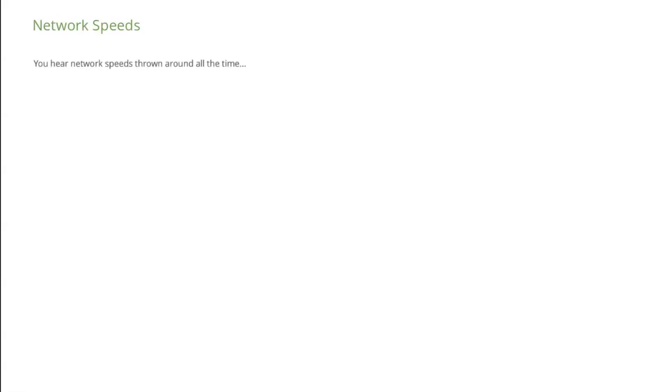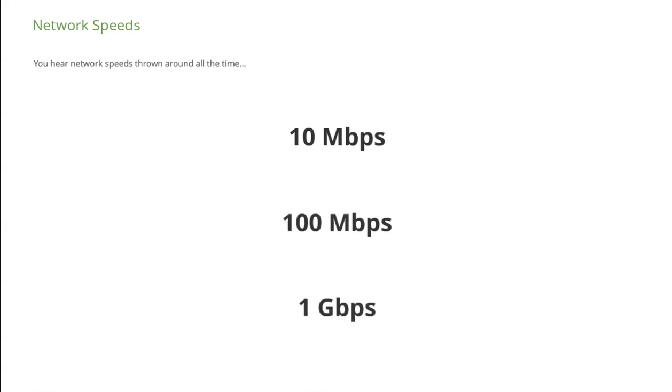You hear network speeds thrown around all the time. 10 megabits per second, 100 megabits per second, 1 gigabit per second. These speeds all sound very fast, but what do these terms really mean? And more importantly, what do they mean to you the next time you need to transfer a file?